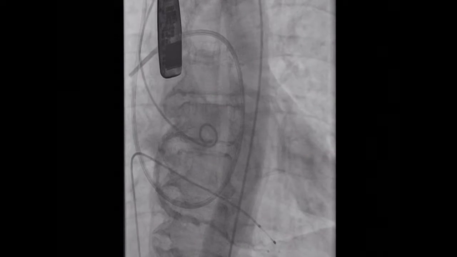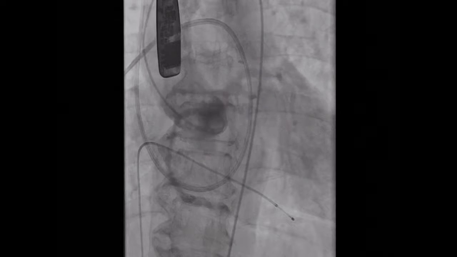Next. So this was our first case. We can go to the next view now.